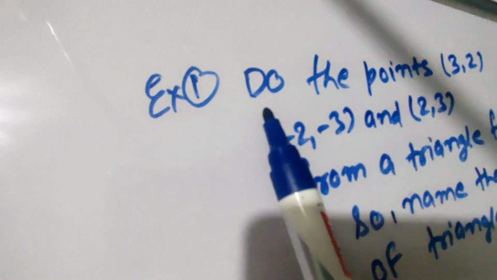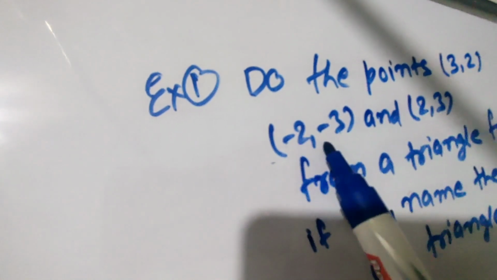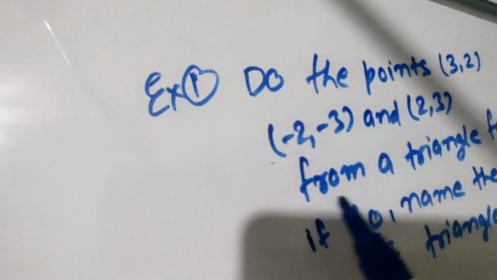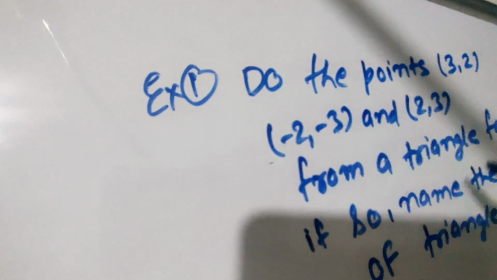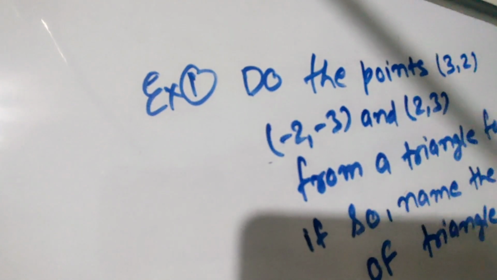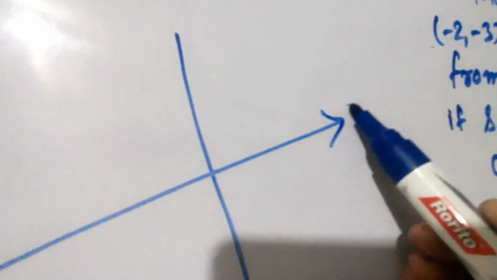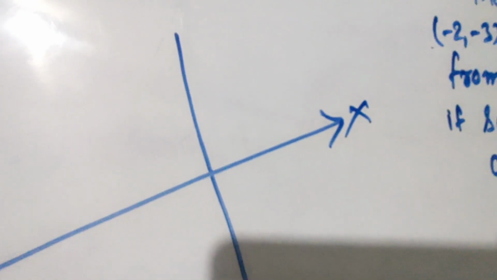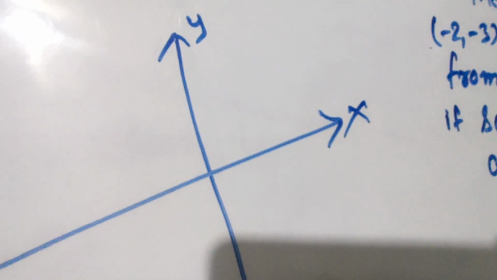Here question 1: the points (3, 2), (negative 2, negative 3) and (2, 3), do they form a triangle? If so, name the type of triangle formed. If it forms a triangle, then find out which type of triangle. How can we solve this question? First, draw the points. This is the x-axis, this is the y-axis, and here the y dash axis.